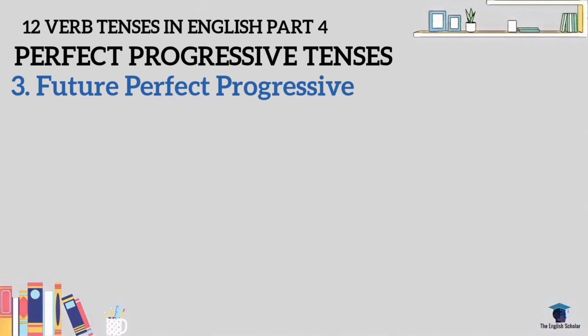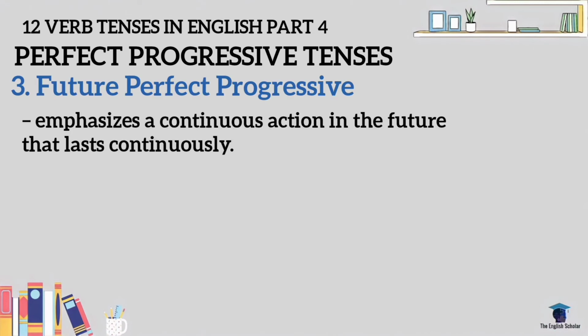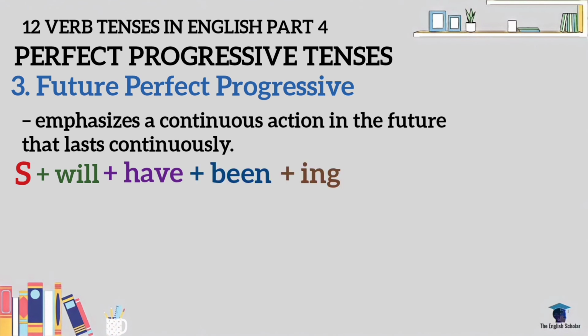Next, the third and last one, future perfect progressive. Future perfect progressive emphasizes a continuous action in the future that lasts continuously. This follows the sentence pattern, subject plus will plus the verb have, regardless of the subject, singular or plural. We will use have since we are using will before it. Then the past participle of be, which is been, plus the ing verb.